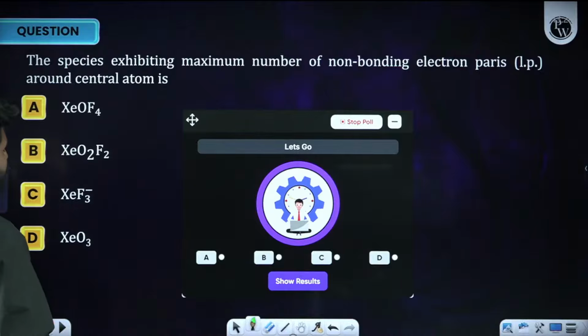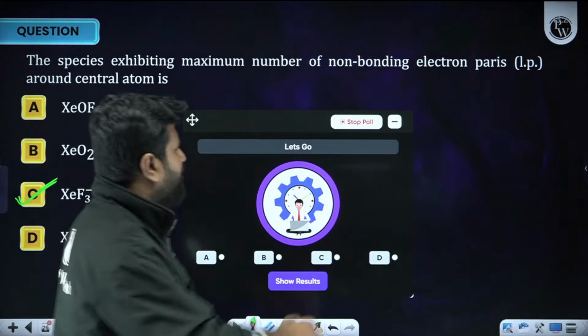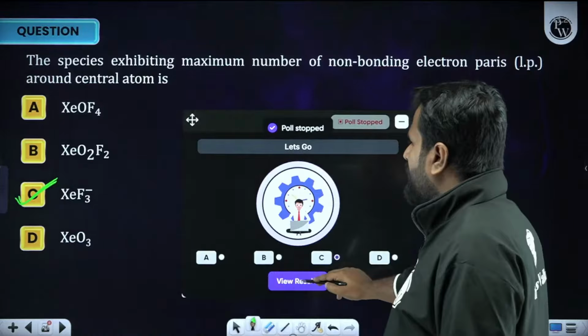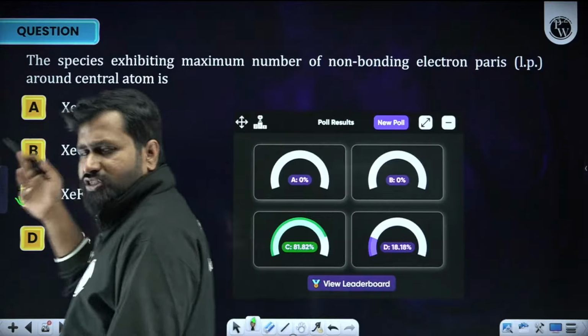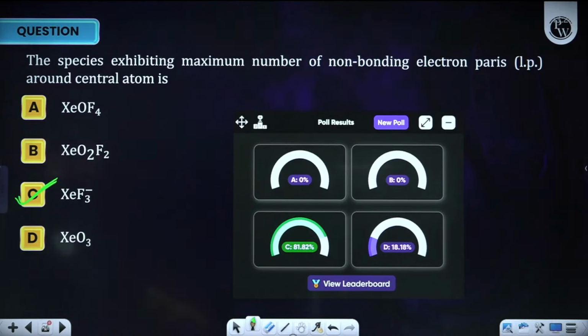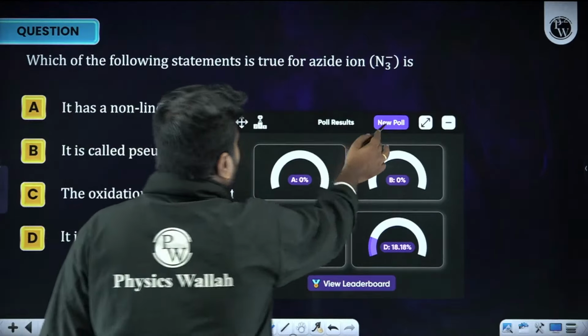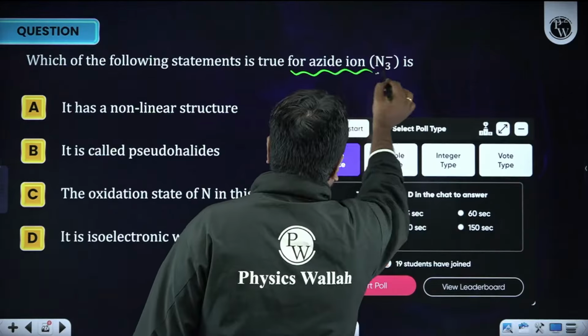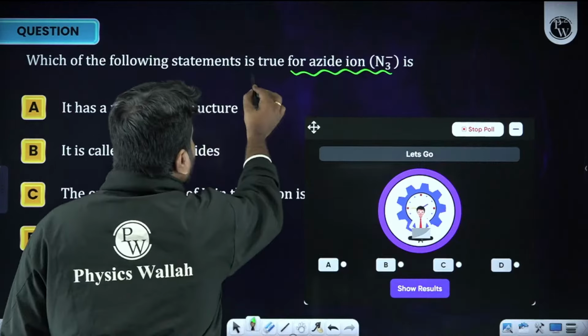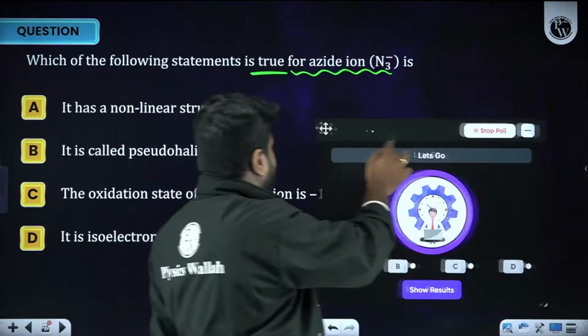Maximum number of lone pairs they are asking. So automatically XeF3 minus, because fluorine valency is 1 only. But when it comes to oxygen, we will be having valency 2. So option C is the correct answer. Which of the following statements is true for azide ion? Remember, they are asking for the true statement.